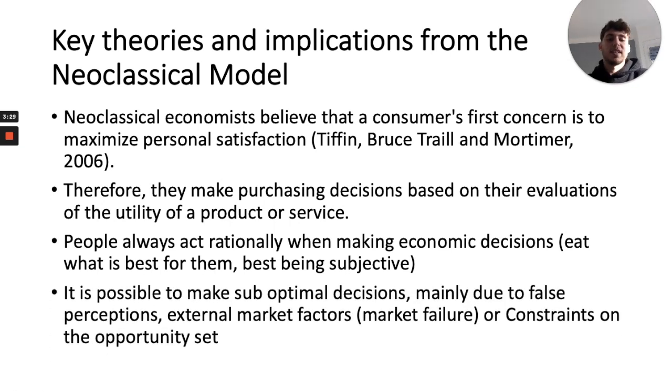It's also possible to make suboptimal decisions. For example, due to false perceptions, education might cause people to think that chocolate's healthier than apples. External market factors such as market failure, as well as constraints on the opportunity set, can also matter. What if apples aren't as readily available as oranges? That can also affect a person's ability to obtain the optimal utility.